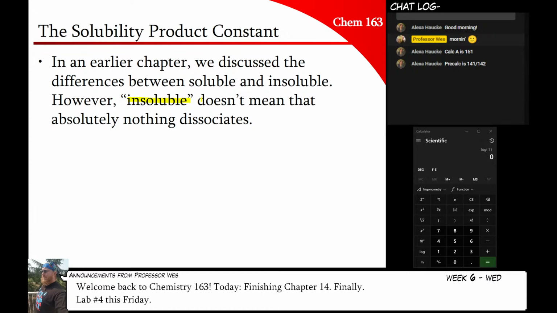So we're going to start with that as our starting point. Insoluble does not mean absolutely nothing dissolves or dissociates. Some amount of substance will always dissolve. And so what we're going to do is write an expression. I'm going to just call this AB. This is going to be some solid, insoluble substance. We're going to allow part of A to dissociate.